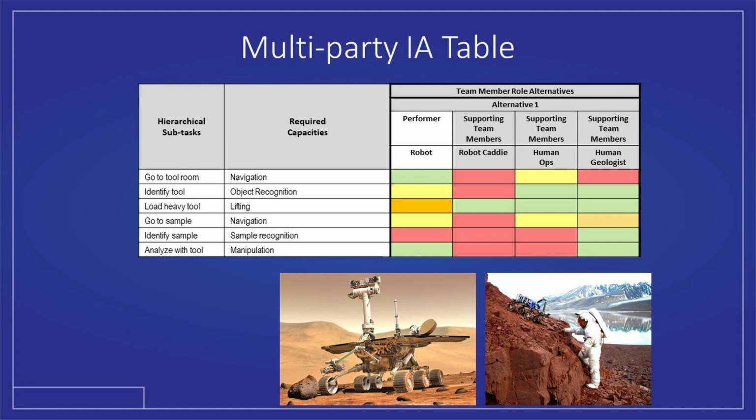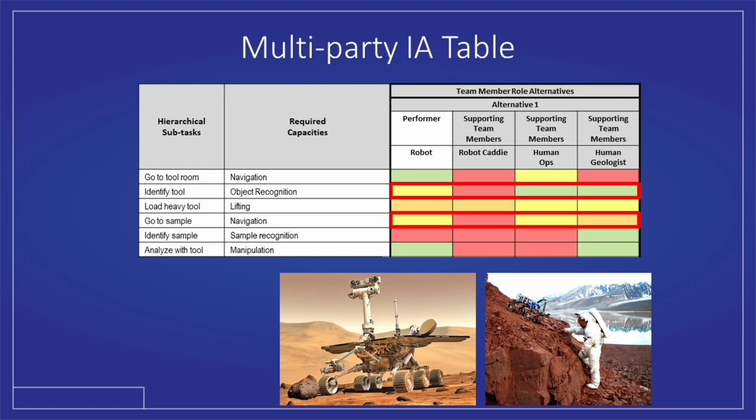From this, we can see some important interdependencies and potential ways to support them. For example, there is a hard constraint that the geologist must assist in sample recognition. There is also a hard constraint to get help lifting the heavy tool, but anyone on the team can fill this role, and this provides more flexibility.